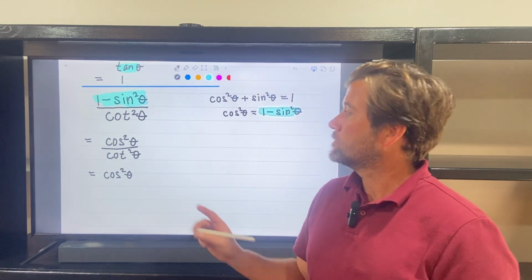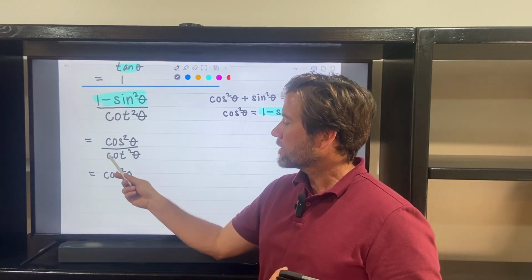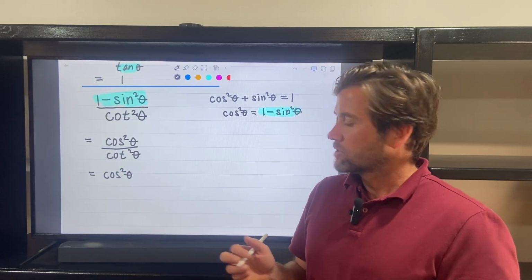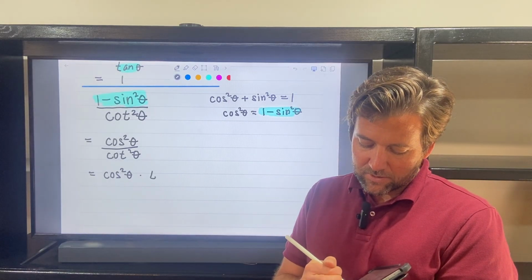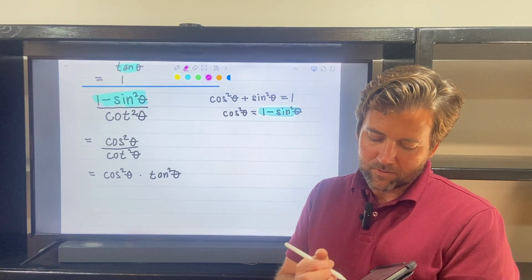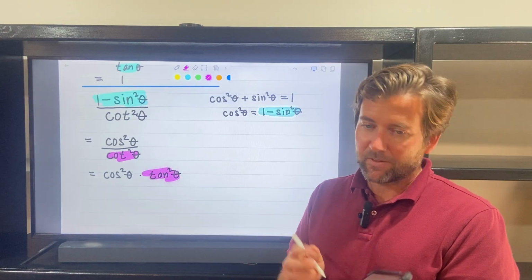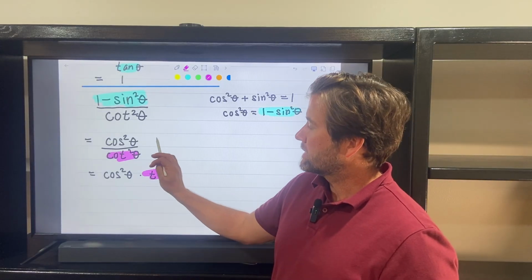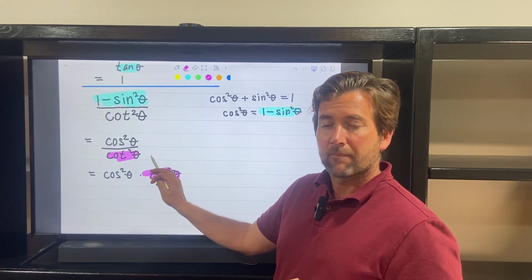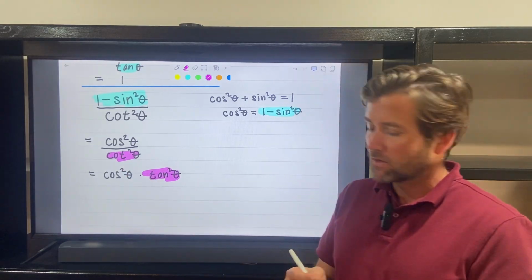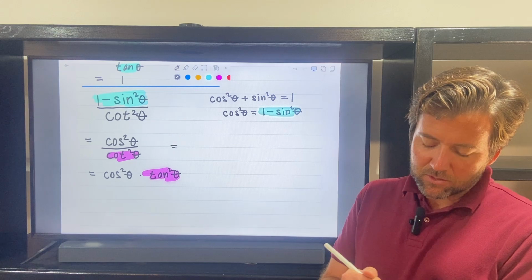Now, it'd be amazing if you just knew that cotangent squared of theta is the reciprocal of tangent squared theta. And so I can literally just write tangent squared theta here. If that's a stretch for you, I could derive that by multiplying by tangent squared theta over tangent squared theta. And tangent squared theta times cotangent squared theta would be 1. Those are reciprocals.